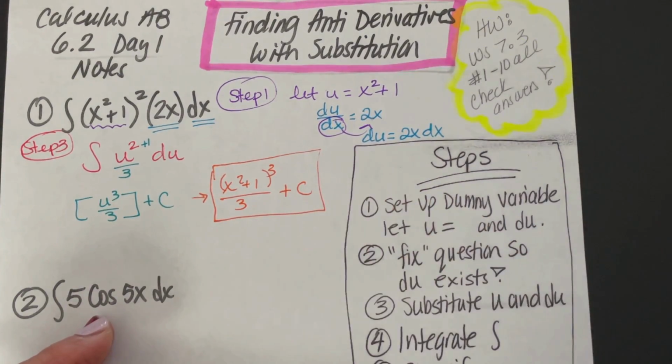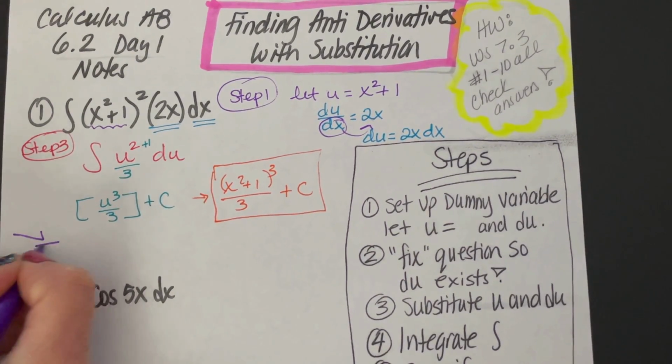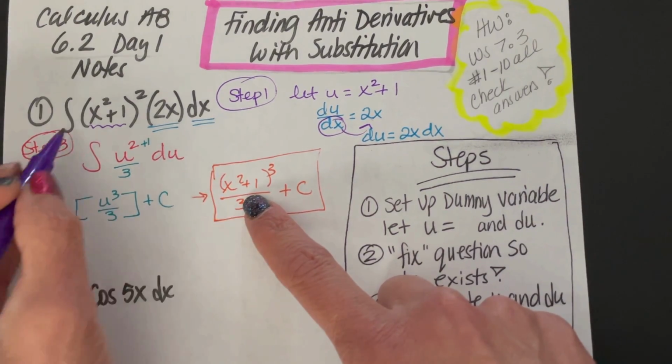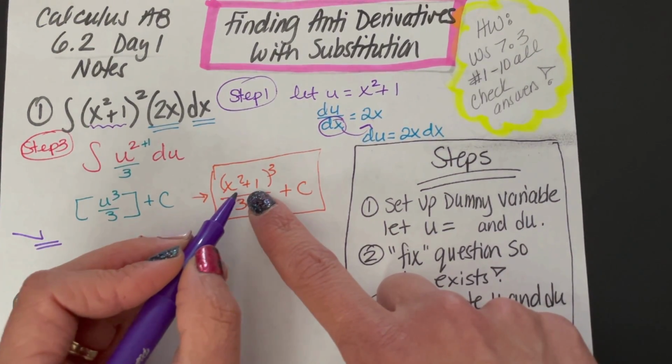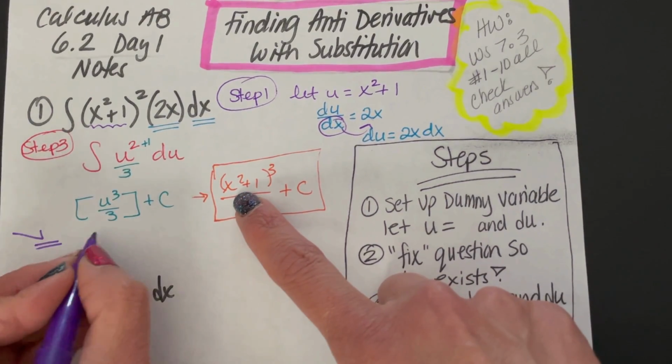So that's the answer, but we need to check this. So I'm going to check it. To check it, you need to take the derivative of this and see if you get back to the original. So to take the derivative of x squared plus 1 quantity cubed, I'm going to have to use chain rule. I have to take the derivative of the inside.